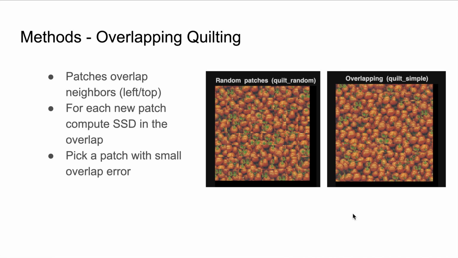So the second version was the overlapping quilting. Here, each new patch overlaps with the ones already placed, either to the left, above, or both. For every possible patch position in the sample, I compare just the overlapping region and compute the sum of the squared pixel differences, or the SSD. I then choose a patch whose overlap error is small so that the new patch blends better with its neighbors.